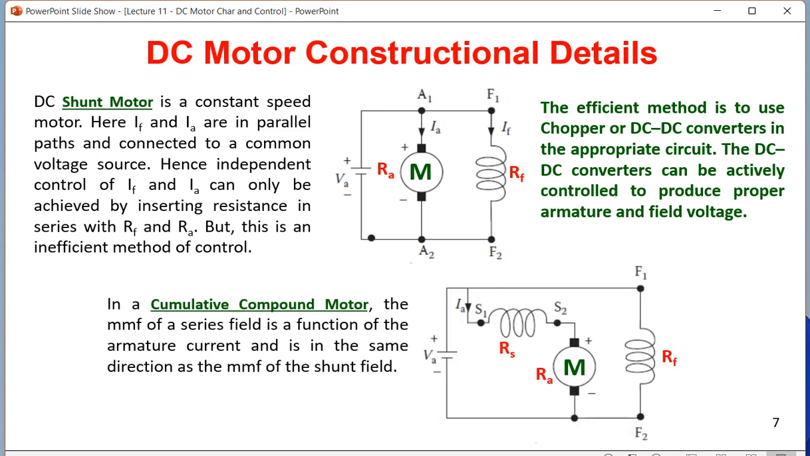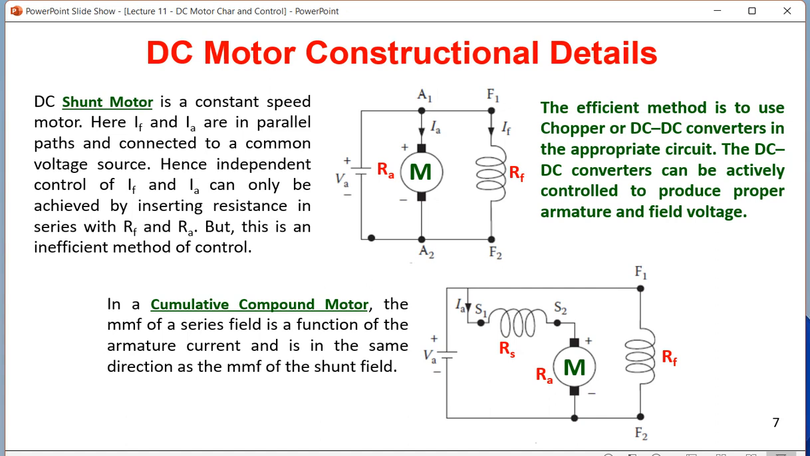And you can find that the top diagram is a self-excited DC motor. Here another thing is shown. It will not be asked in the exam, but you should know what is meant by a compound motor. A compound motor captures the positives of both the series DC motor and the shunt DC motor. What is the characteristic of a series DC motor? It gives very high starting torque, very high starting speed.